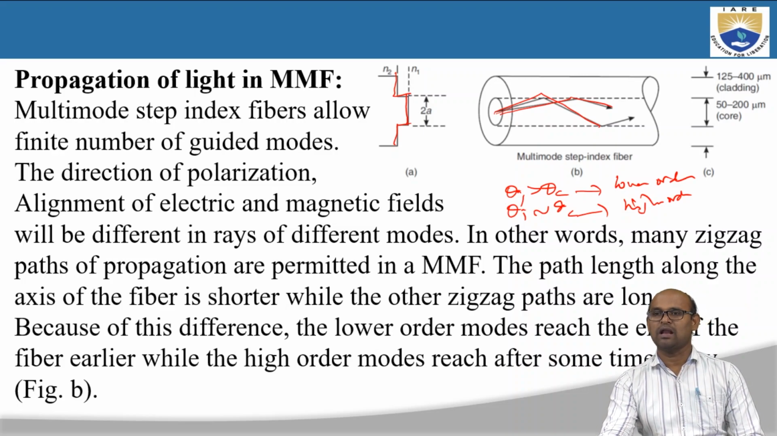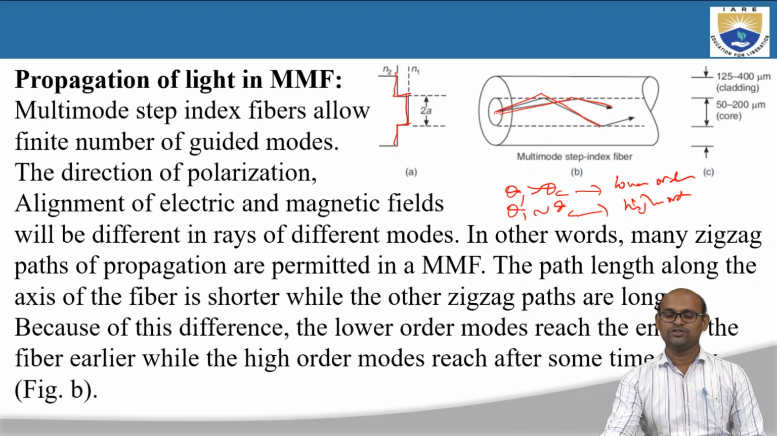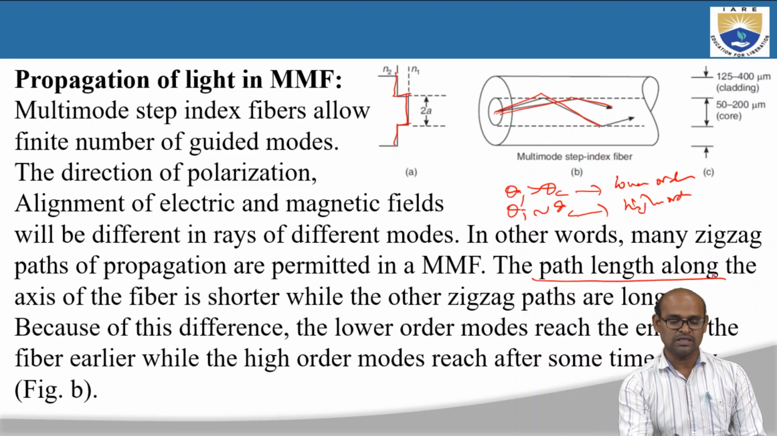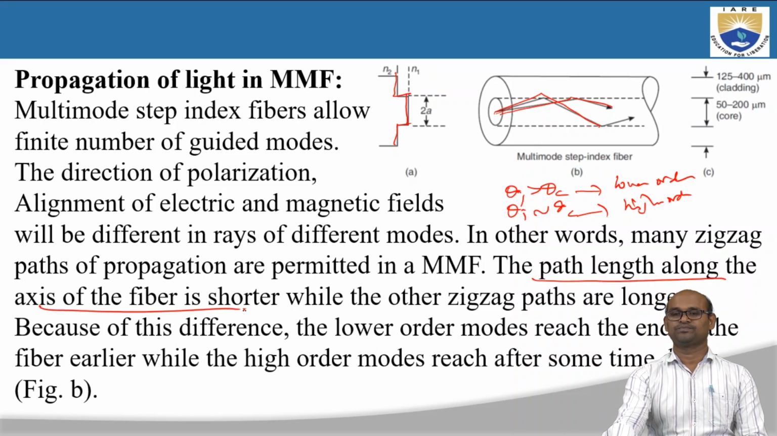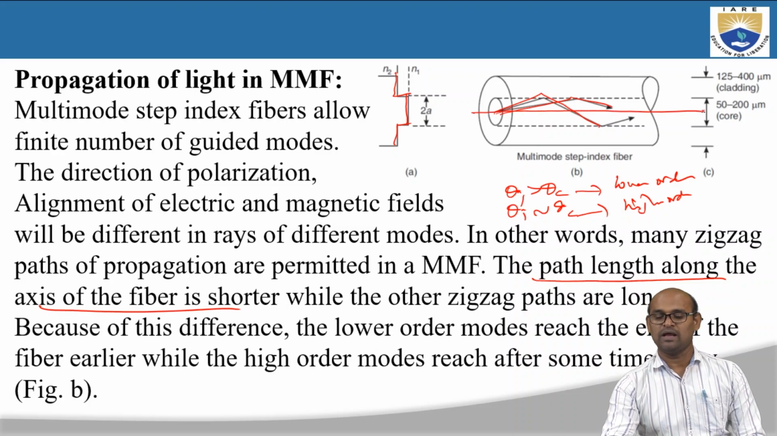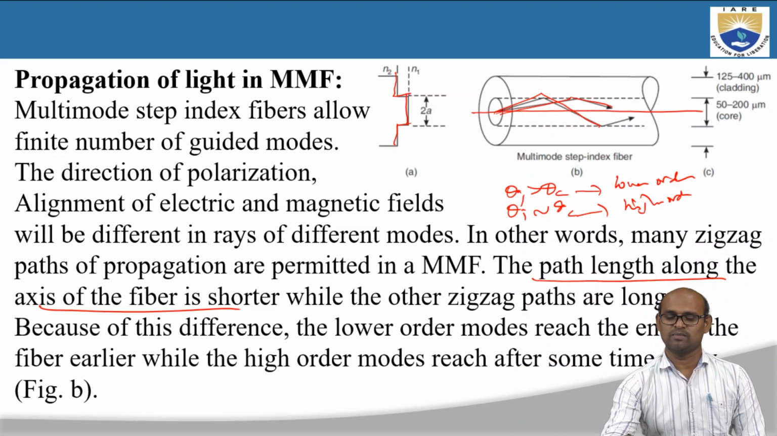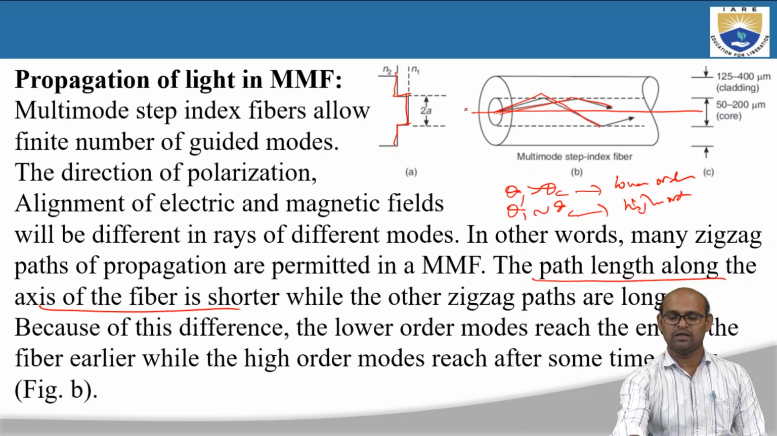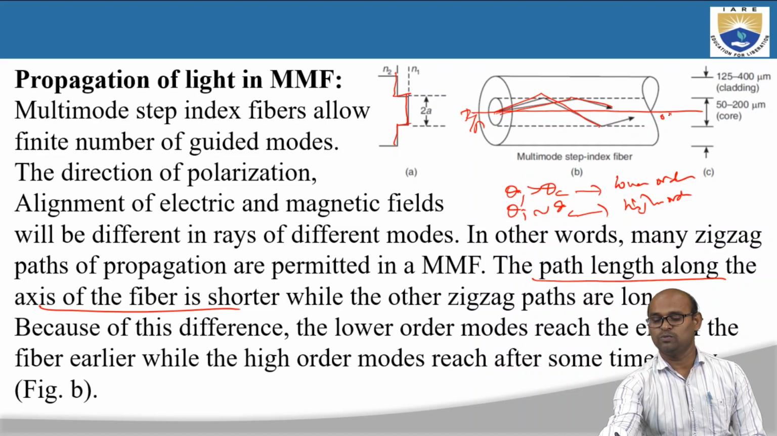The path length along the axis of the fiber is shorter, while the other zigzag paths are longer. It's very important. If this is the axis of the fiber, the path length is nothing but the path that light takes to traverse to the output end. So this is the input end, and this is the output end.